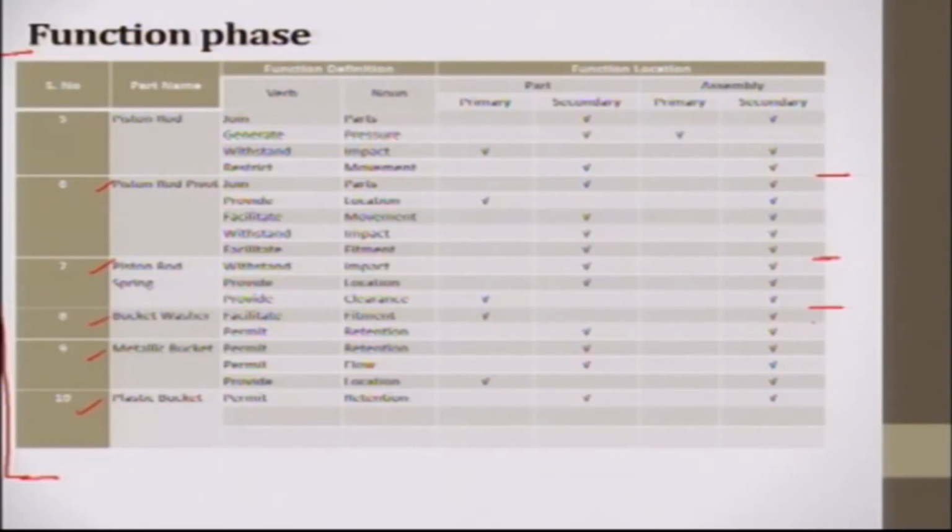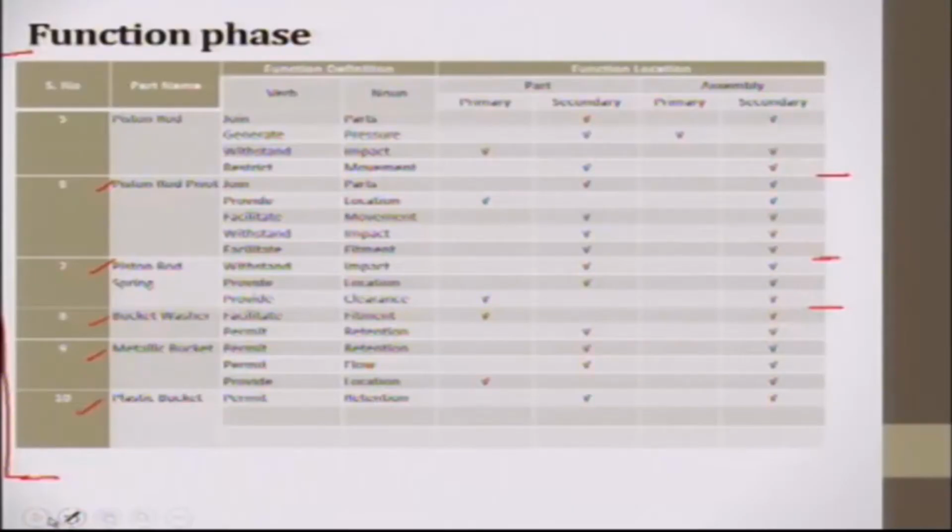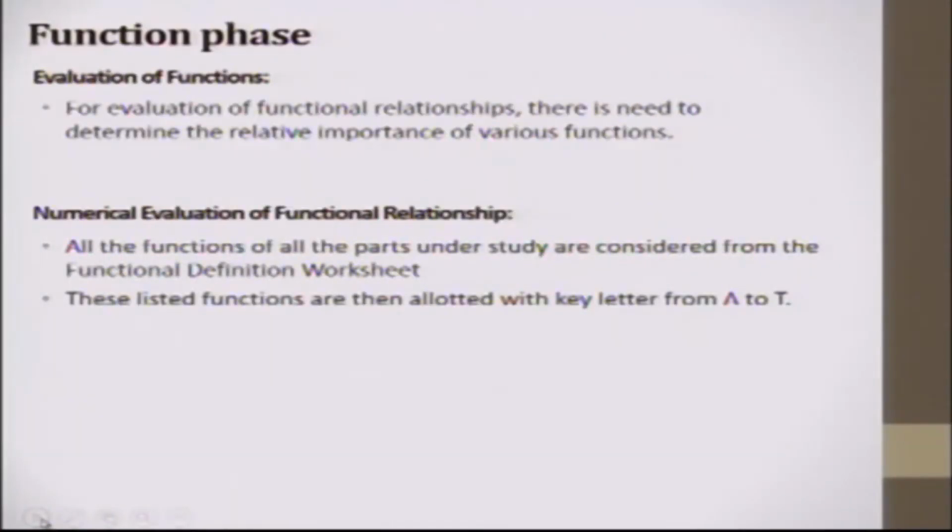If they are found to be essential components, we will keep them. If they are just desirable, that is the product could operate, product could do its main functions without these components, we can eliminate that as well, we can find some other alternative. So next we will evaluate the functions. For evaluation of functional relationships, there is need to determine the relative importance of various functions.